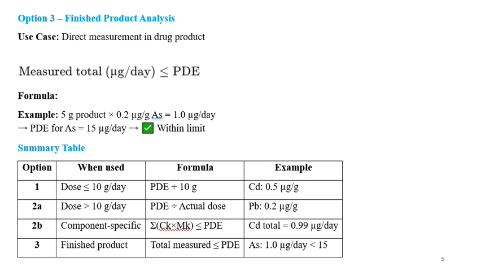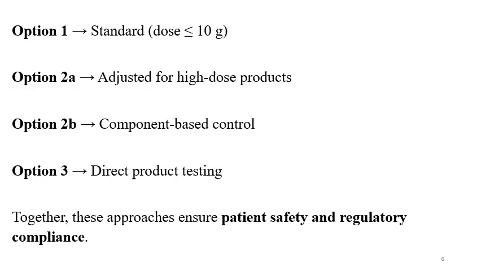I have made some other videos also on the PDE calculation, on the elemental impurity limits and basics. So I request you to go through those videos. Once again, quickly we'll see the options so that you will remember. Option 1 is when the standard dose is less than or equal to 10 gram. Option 2A, adjusted for high dose products. Option 2B, component based control. Option 3 is direct product testing.